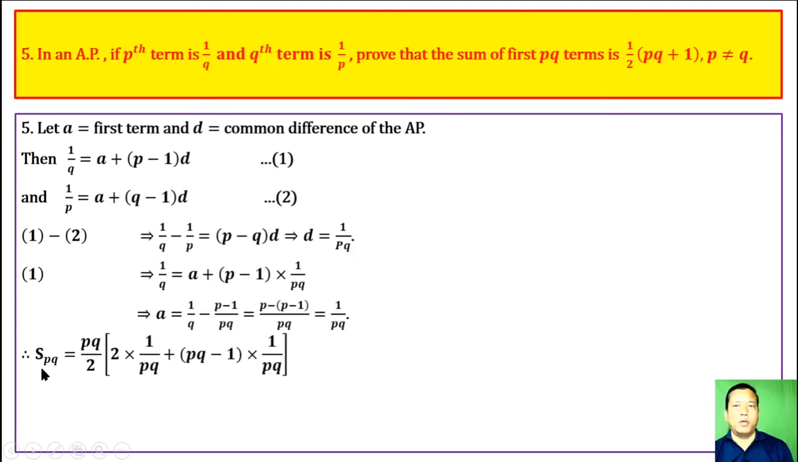Therefore, the sum of the first pq terms is pq by 2 into (A, whose value is 1 by pq, plus number of terms pq minus 1 into the common difference, which is 1 by pq). We get half times (2 plus pq minus 1), which is half times (pq plus 1). Hence proved.